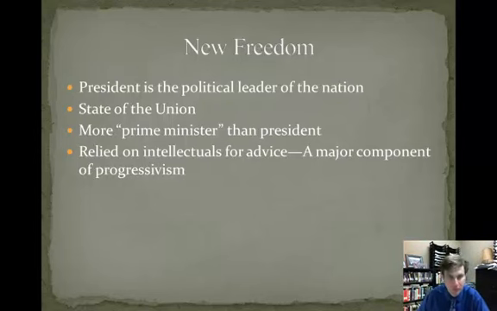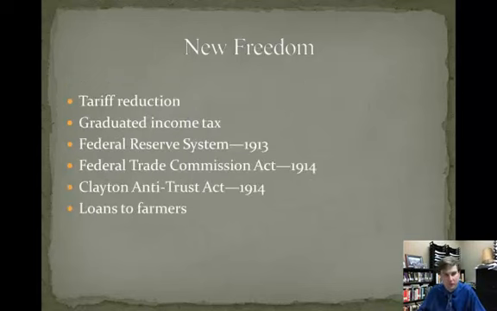Now, he believed the president was more prime minister and president. So the idea here was to get back into the Congress and actually initiate legislation. He relied on intellectuals for advice, which of course is a major component of progressivism. The New Freedom in terms of legislation called for tariff reduction, which they will get.